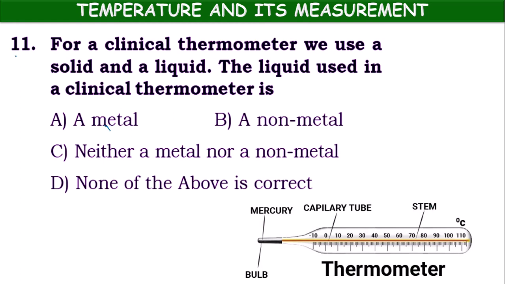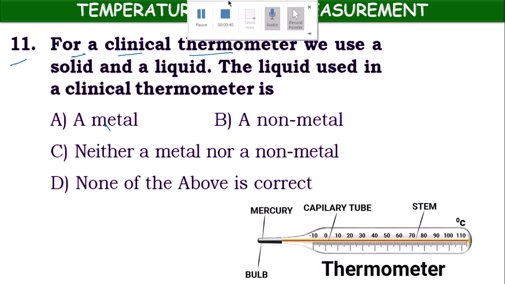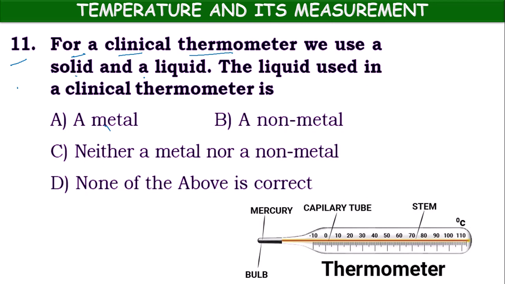So here the question is, for a clinical thermometer, we use a solid and a liquid for measuring the temperature. The material we use, sometimes it may be a solid, sometimes it may be a liquid. The liquid used in a clinical thermometer is what? Especially in a clinical thermometer, we always make use of a liquid material.